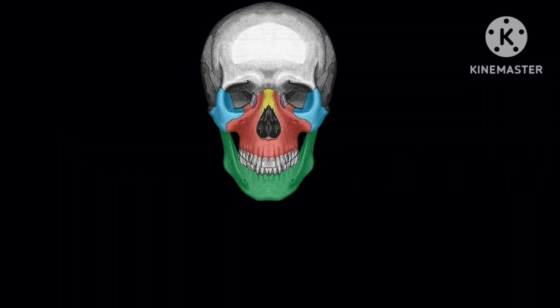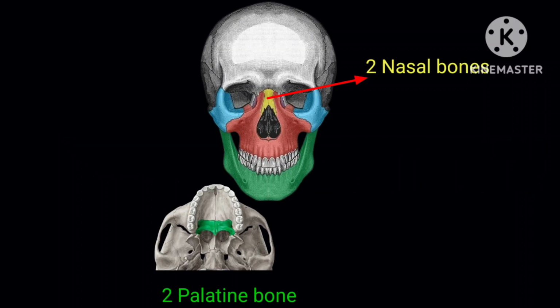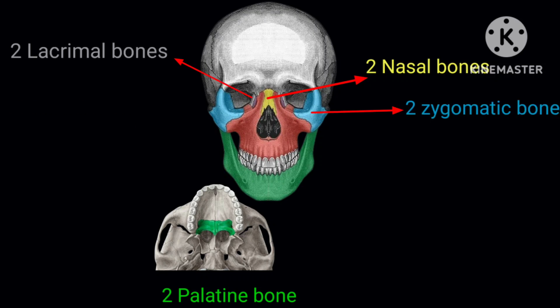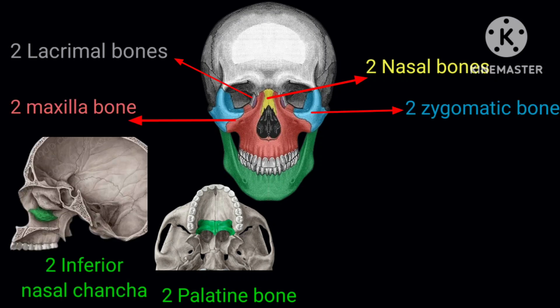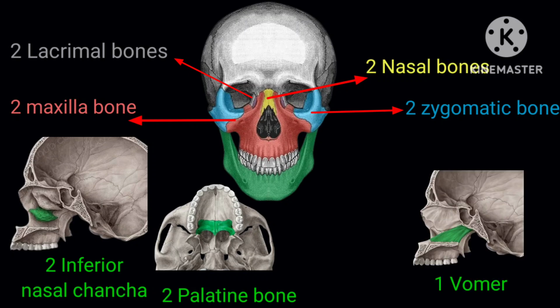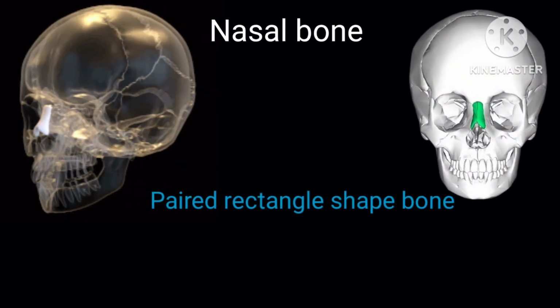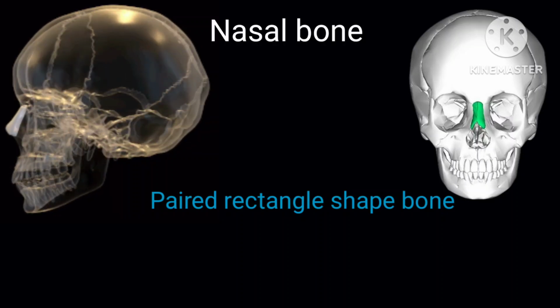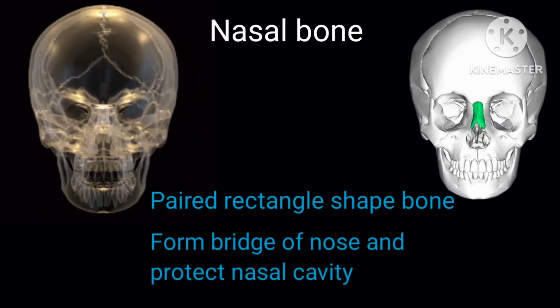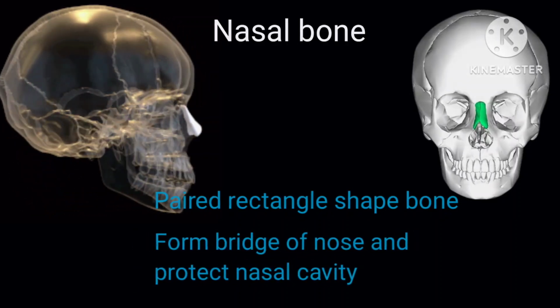Facial bones are 2 nasal bones, 2 palatine bones, 2 lacrimal bones, 2 zygomatic bones, 2 maxilla bones, 2 inferior nasal conchae, 1 vomer and 1 mandible. Nasal bone is a paired rectangle-shaped bone. The main function of this bone is to form the bridge of the nose and protect the nasal cavity.